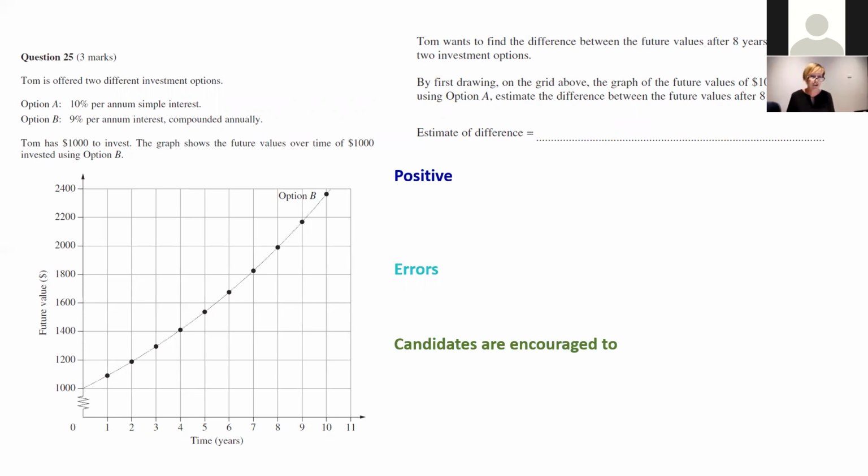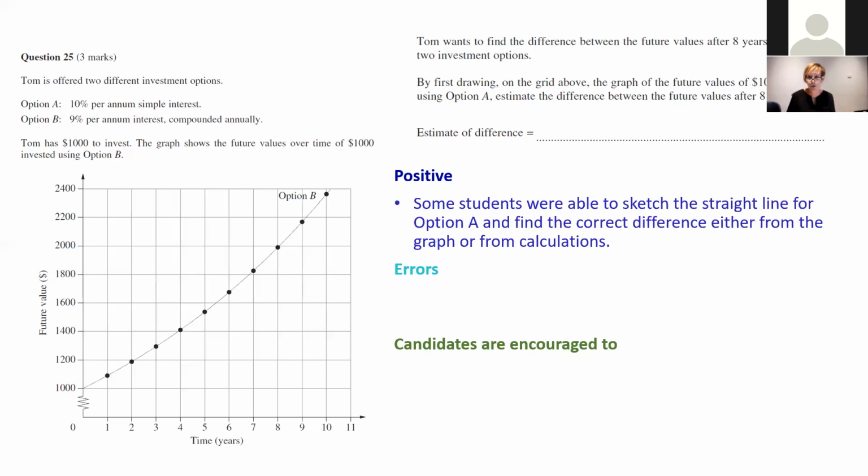So if you're looking at doing lots and lots of calculations, you might be on the wrong track with this one. So Tom had to do 2 different investment options, a simple interest and a compound. The compound interest option was already graphed for him, and the students had to sketch the straight line that represented the option A for simple interest, and then do a comparison of the investment after 8 years. Now, some students were able to sketch the straight line and find the correct difference either from their graph, or from calculations. And a lot of students did do additional calculations rather than just very simply plotting the straight line.